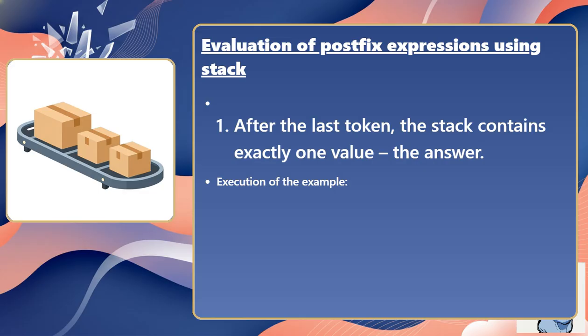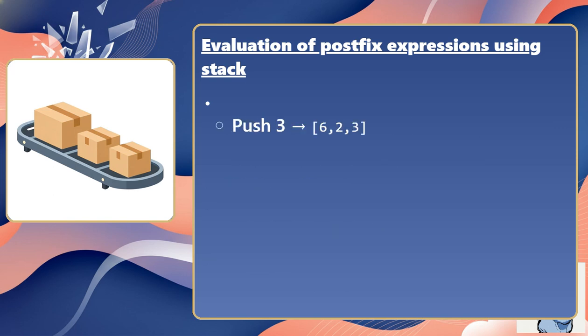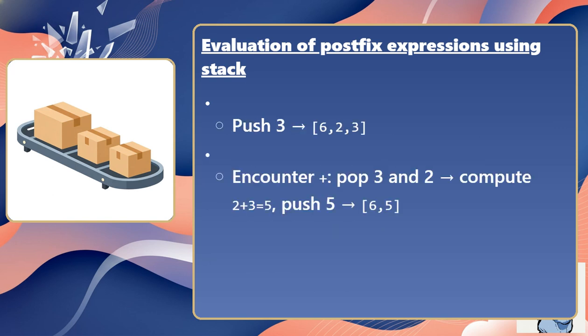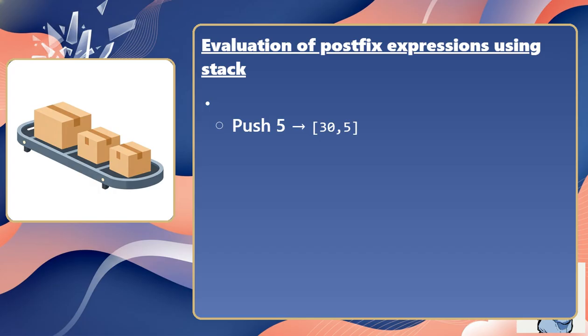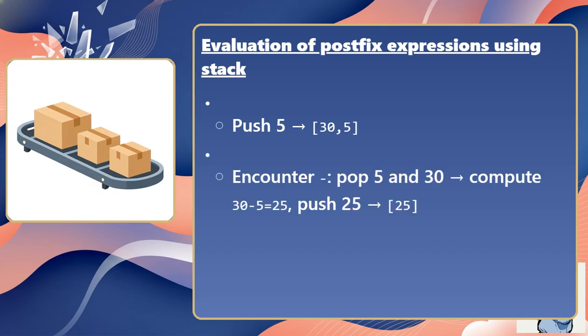Execution of the example: push 6 onto the stack, push 2 onto the stack, push 3 onto the stack. Encounter plus, pop 3 and 2, compute 2 plus 3 equals 5, push 5 onto the stack. Encounter times, pop 5 and 6, compute 6 times 5 equals 30, push 30 onto the stack. Push 5 onto the stack. Encounter minus, pop 5 and 30, compute 30 minus 5 equals 25, push 25 onto the stack.